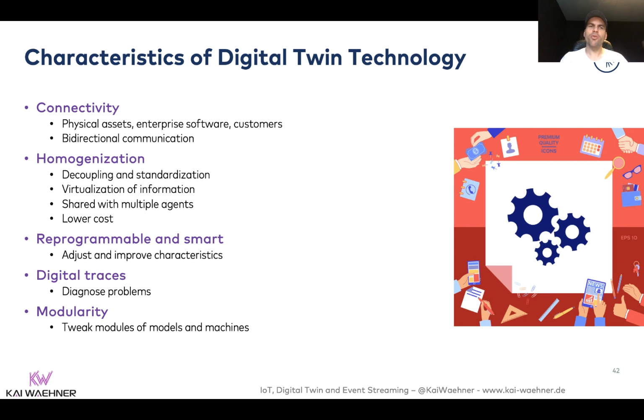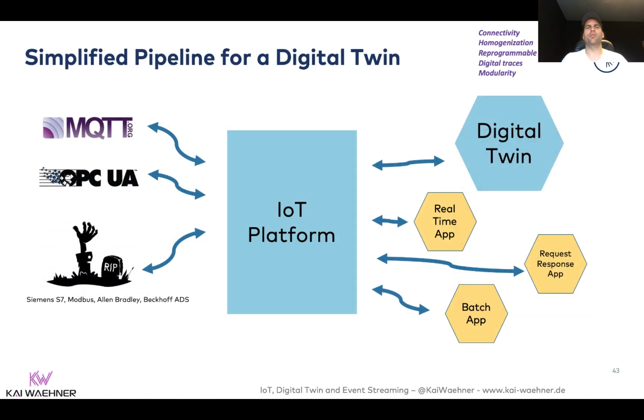And then modularity is of course key, so that you can define this architecture like you need it. Like you can combine an IoT platform for integration with the devices together with the real-time correlation and streaming analytics with Kafka, for example. So these are the characteristics of how to build a digital twin. And now let's take a look at a few different examples of architectures.